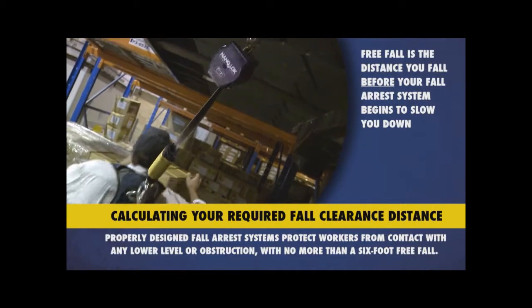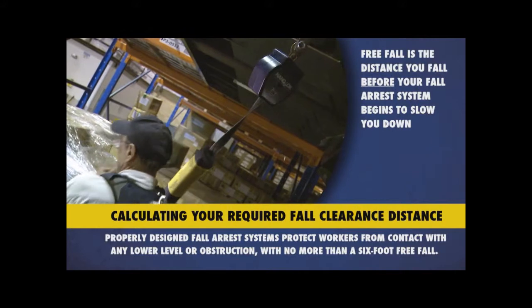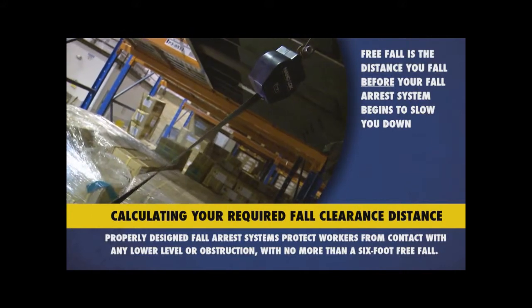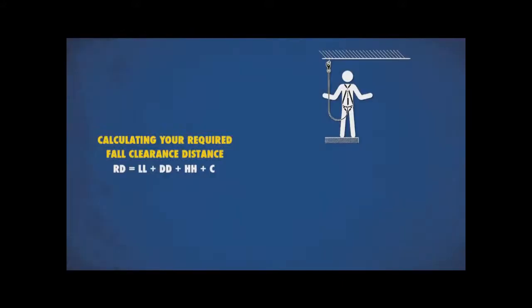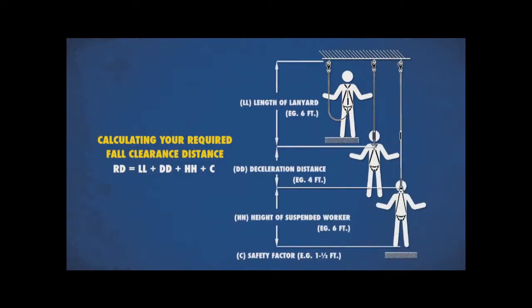Properly designed fall arrest systems protect workers from contact with any lower level or obstruction, with no more than a 6-foot free fall. This is why the proper calculation of fall clearance distance from your anchor point is so important. Let's take a closer look at what we're talking about.